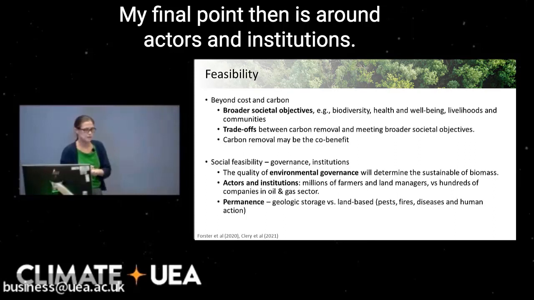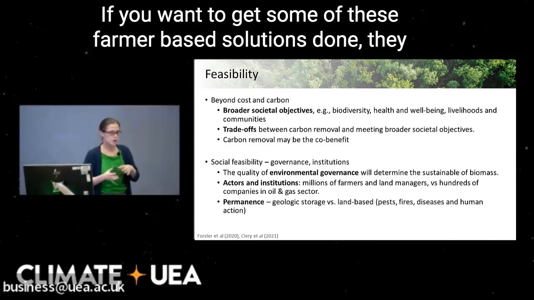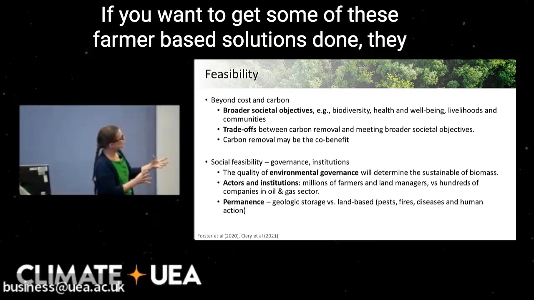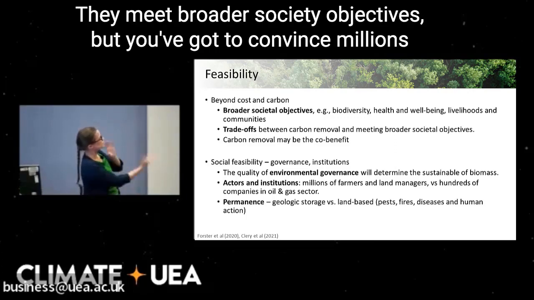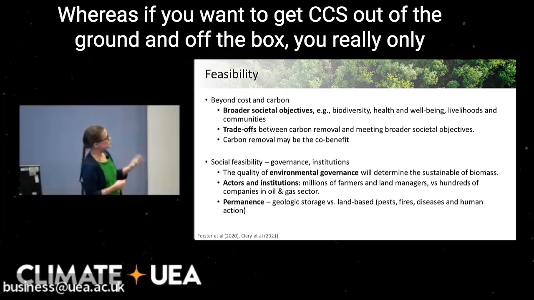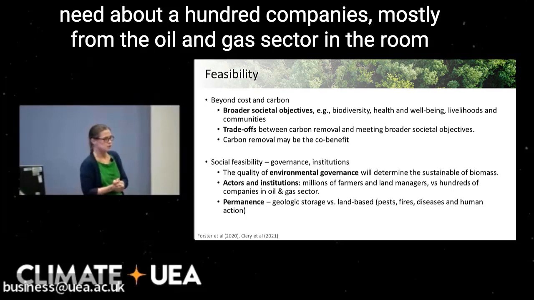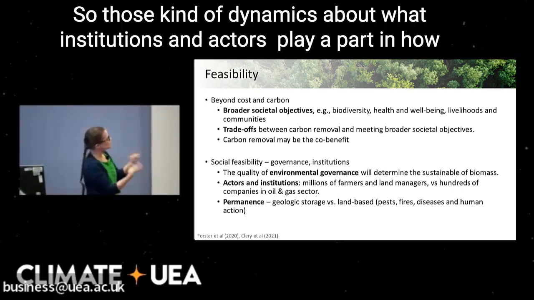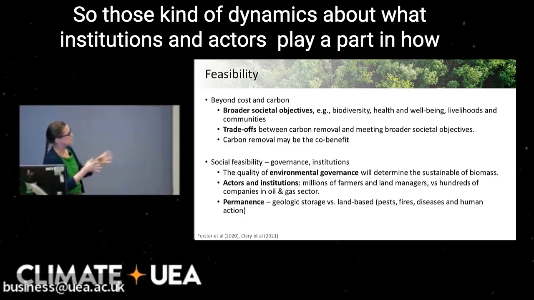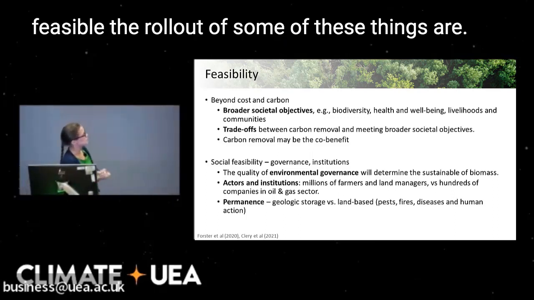Well, the final point then is around actors and institutions. If you want to get some of these farmer-based solutions done, they have lots of these co-benefits. There's lots of good reasons to do them. They meet broader societal objectives, but you've got to convince millions of people to change their practice. Whereas if you want to get CCS out of the ground and off the books, you really only need about 100 companies, mostly from the oil and gas sector, in the room with you to convince them to do it. So those kind of dynamics about what institutions and actors play a part in how feasible the rollout of some of these things are.